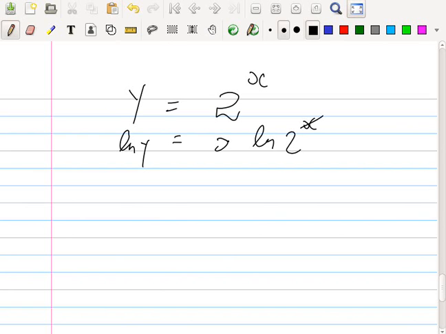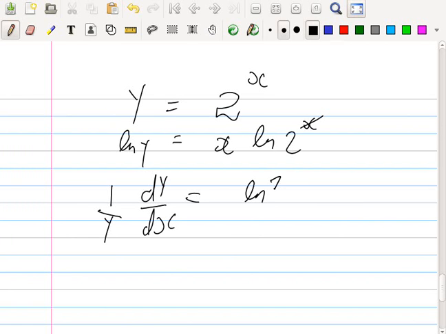Comes down. So now I have log y equals x log 2. Can you calculate the derivative of this? Yes. Yeah, so what's the derivative of log y? 1 over y dy dx. And what's the derivative of x log 2?